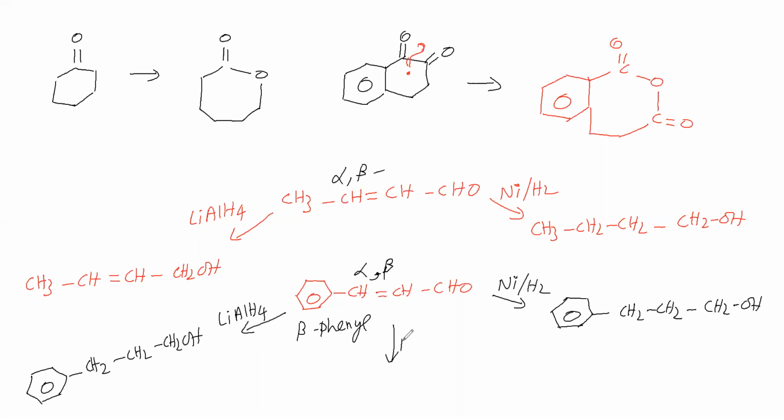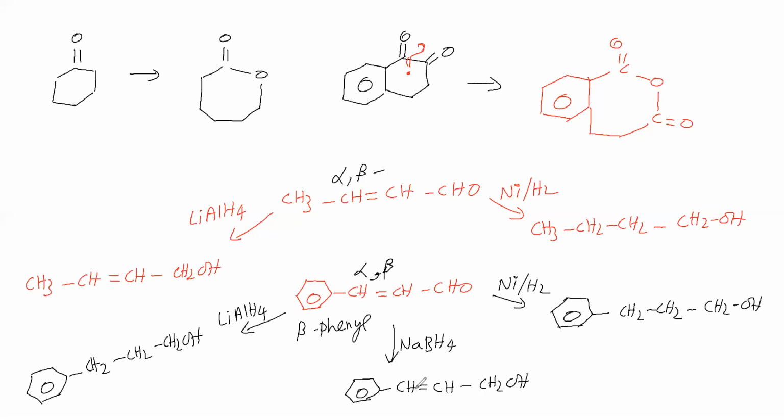Then this is taken for sodium borohydride. Sodium borohydride is a reducing agent. Here we will see what happens. The phenyl ring we will write as it is, and the C=C double bond we will write as it is. The CHO will convert into CH2OH.